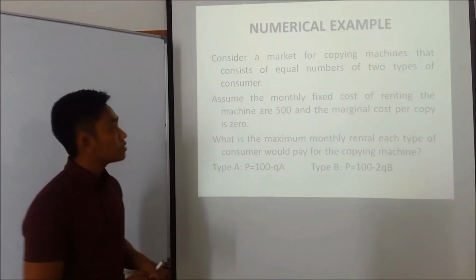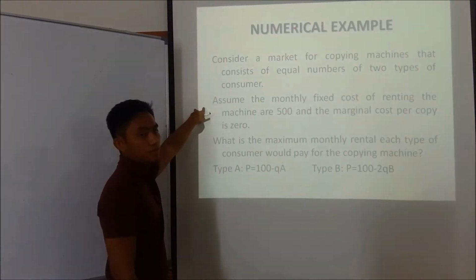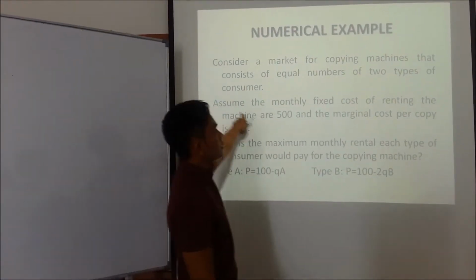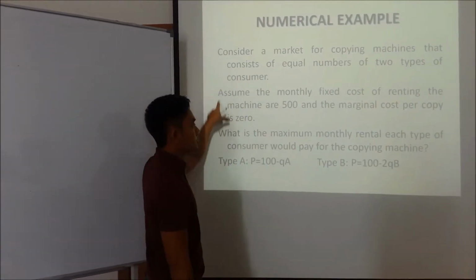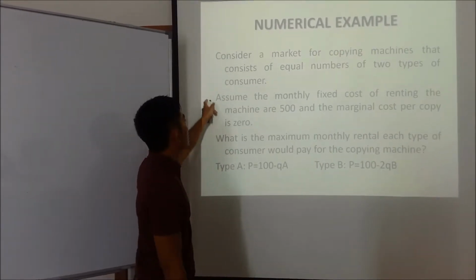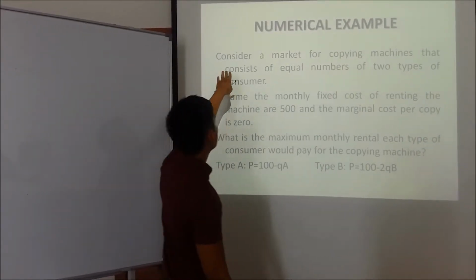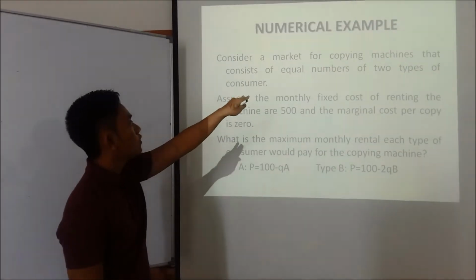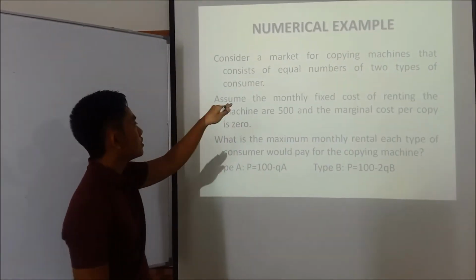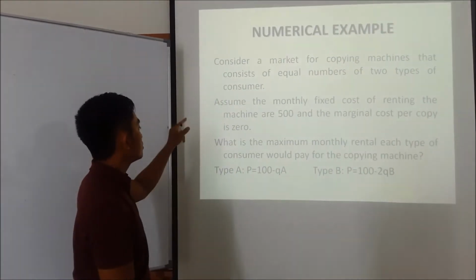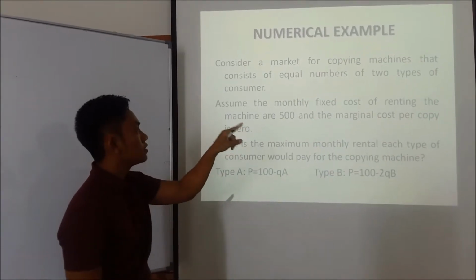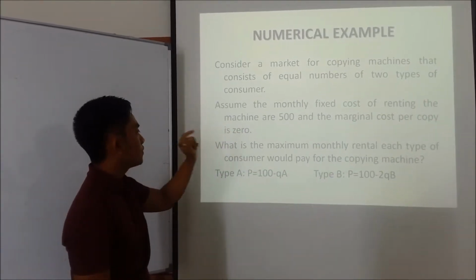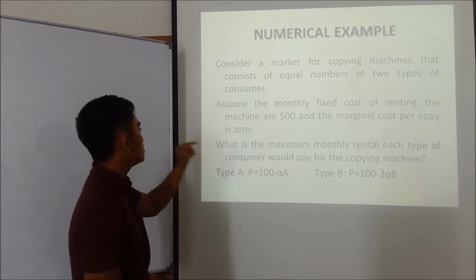In two part tariff, there are a few calculations in this subtopic. Okay, this is the first example of the calculation. The question is: consider a market for copying machines that consists of equal numbers of two types of consumers. Assume the monthly fixed cost of renting a machine is 500 and the marginal cost per copy is 0.